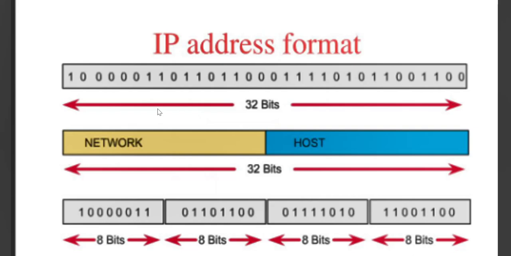The next is the IP address format. An IP address is of 32 bits. The first 16 bits correspond to the network address, and the last 16 bits correspond to the host address.